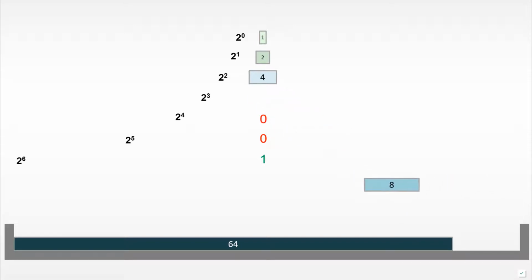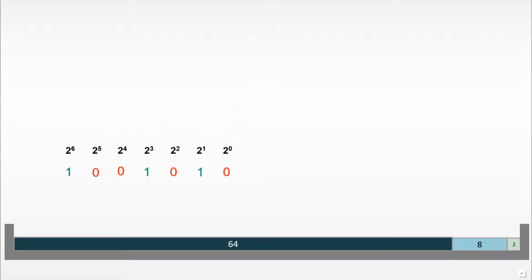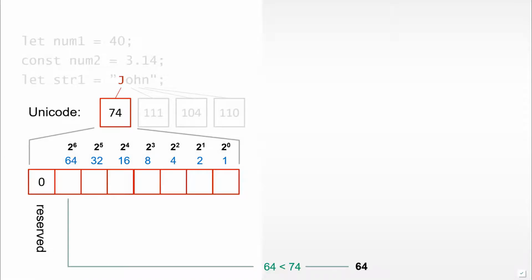We will try it again the same with 8. It does fit, so in this case we put in 1 again. We try it with 4. It doesn't fit. We put in what? 0. We try 2. It does fit. We put in 1. And 1 in this case, because we have already infilled the hole, would contain 0. So this is very similar to what we will be doing with binary numbers when we want to represent a decimal number.